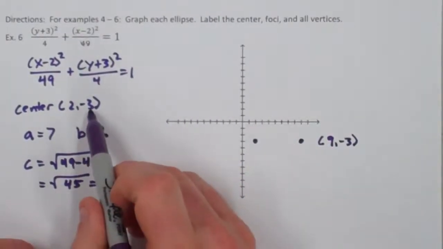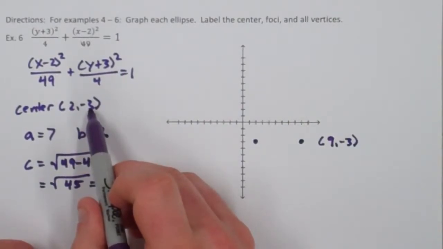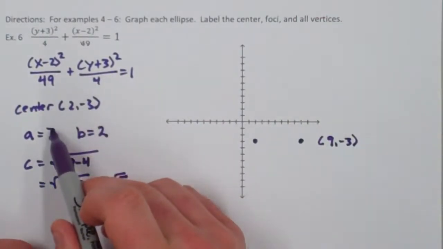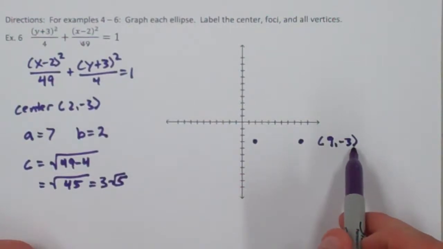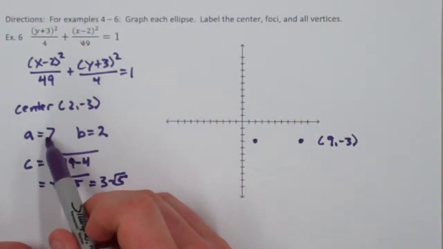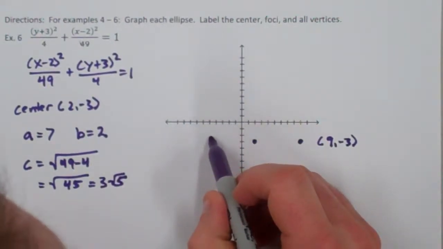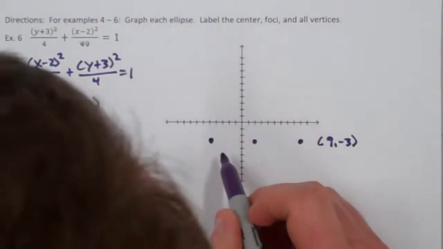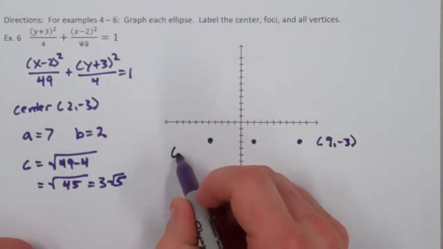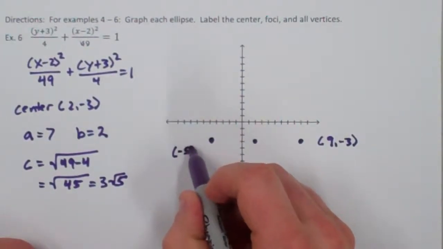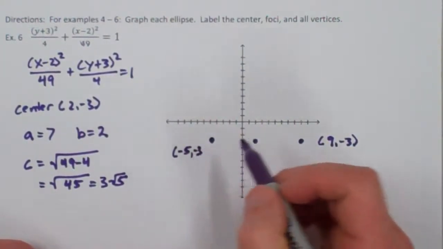The y value does not change from the center. The x value will add 7 to that, so we've got 9, negative 3. And then we'll take 2 minus 7, which would give us, 1, 2, 3, 4, 5, negative 5, and then we'll plot our point right here, and that would be negative 5 and negative 3.